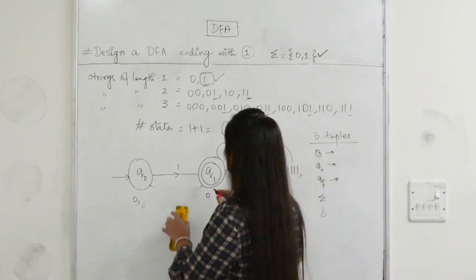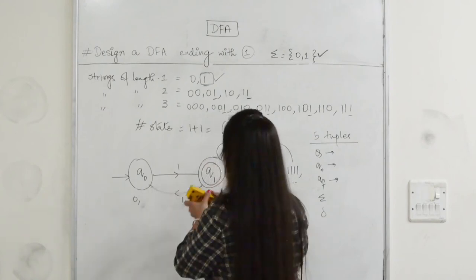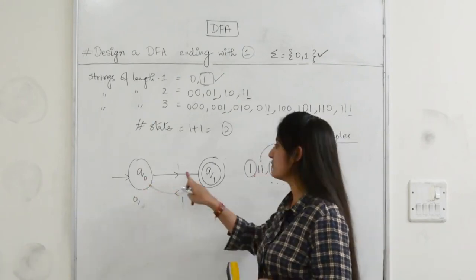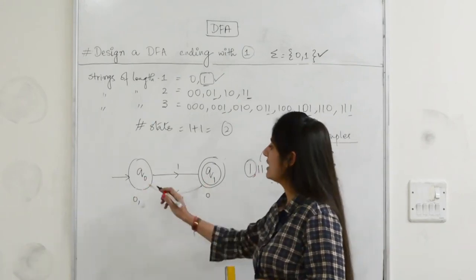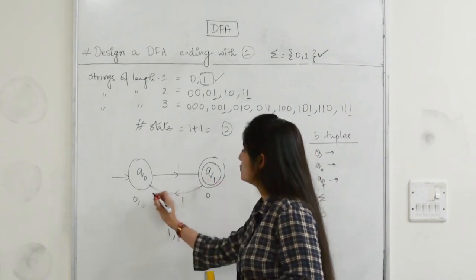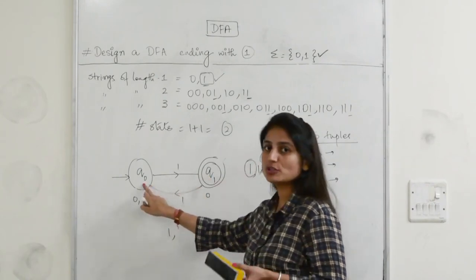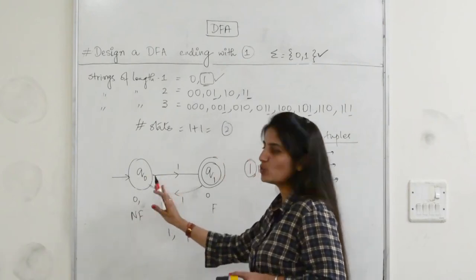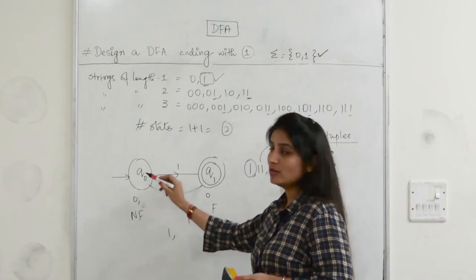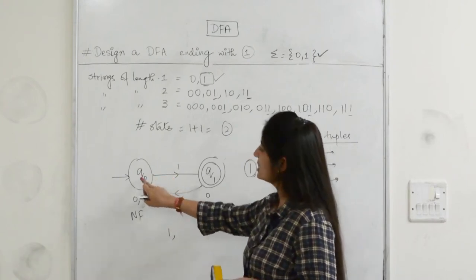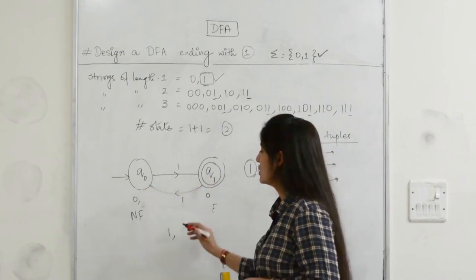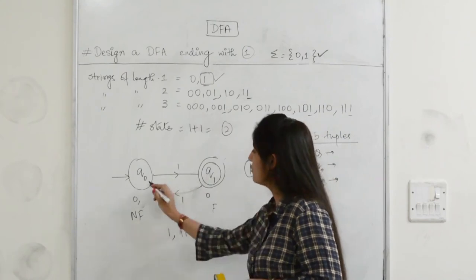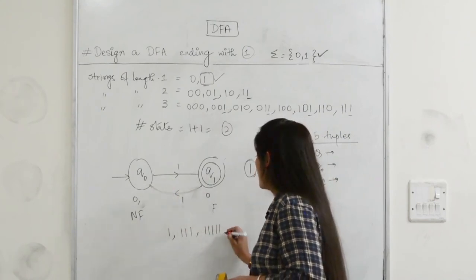Now if I take the transition this way and remove this one, what will be the strings accepted here? We have to start from the initial state and reach the final state. So 1 is accepted. Then again 1, 2: 2 ones reach the non-final state. This is your non-final state and this is your final state. So these 2 ones are not accepted because it is ending on the non-final state. Again we start from the initial state: 1, 2, 3. So 3 ones are accepted because it ends on the final state. Similarly 1, 2, 3, 4, 5: 5 ones are accepted.